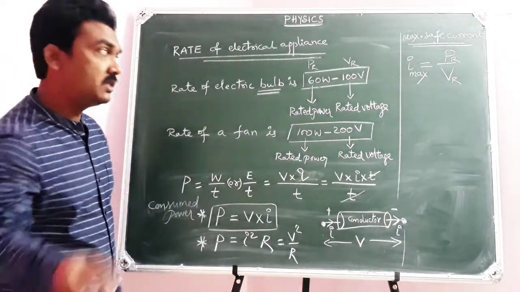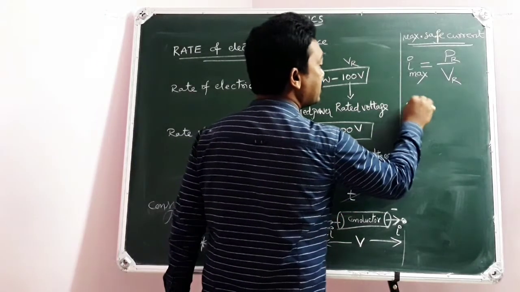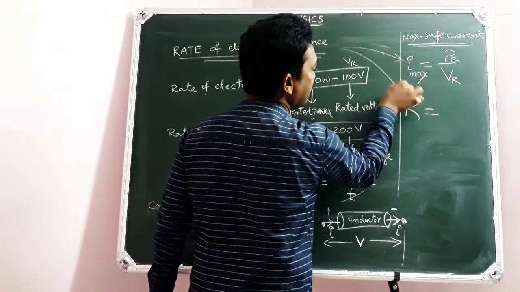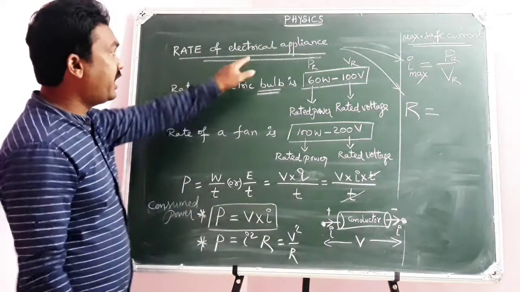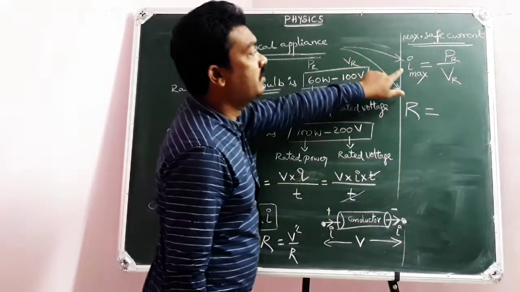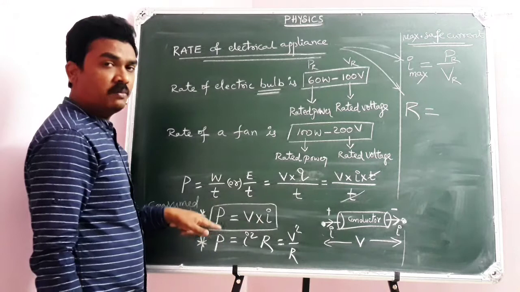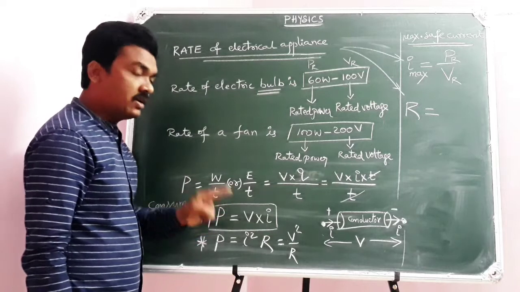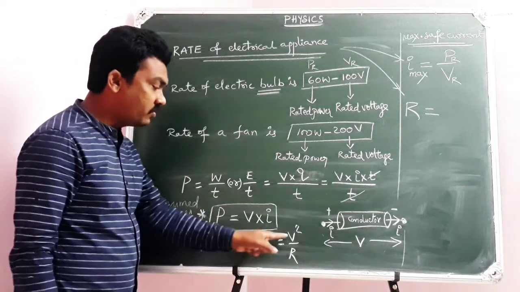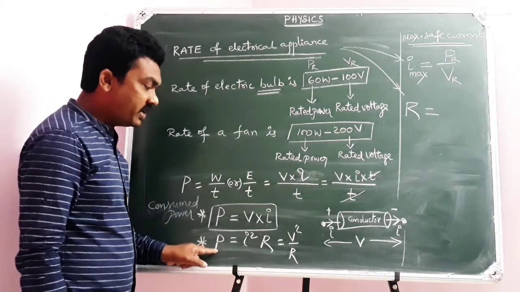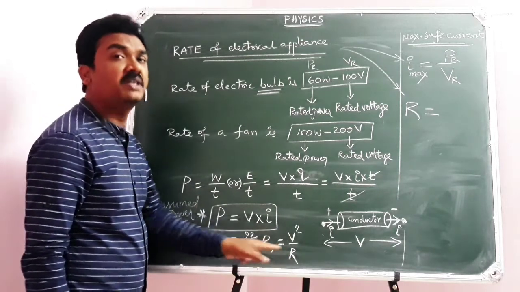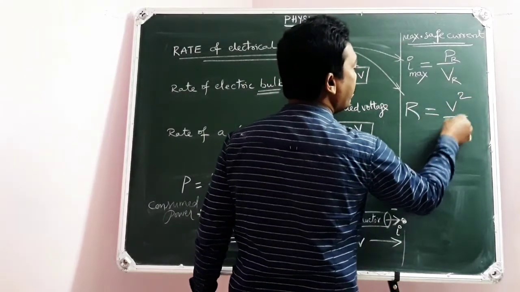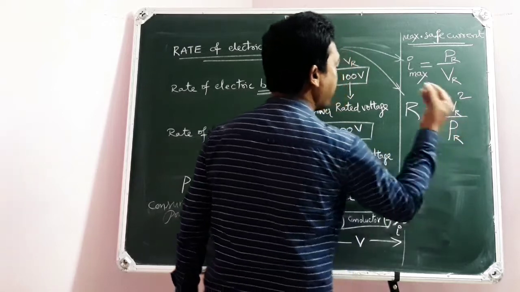At the same time, you can calculate the resistance of the electric bulb using this concept of rate of electrical appliance. If you know the rate of an electrical appliance, the maximum safe current I is equal to P by V. P for rated power, V for rated voltage. Don't forget the terminology. Similarly, you can calculate resistance from the formula P is equal to V square by R. If P is the rated power, V is the rated voltage, R will be its resistance. So R equal to V square by P, provided V for rated voltage, P for rated power.